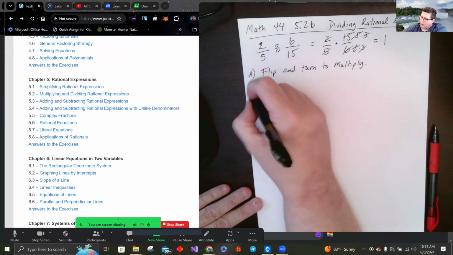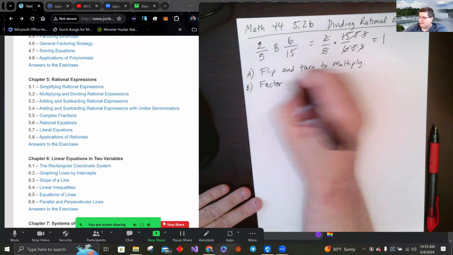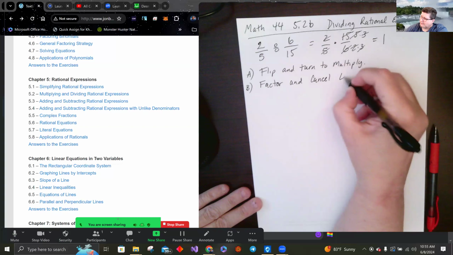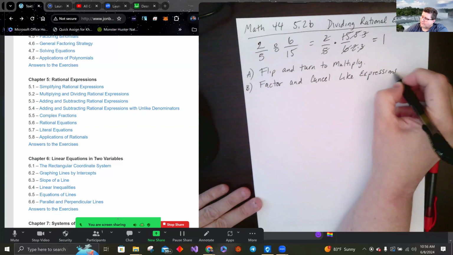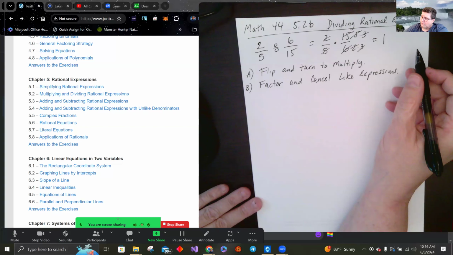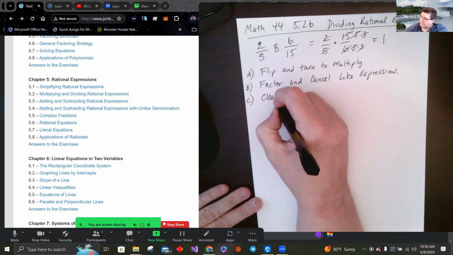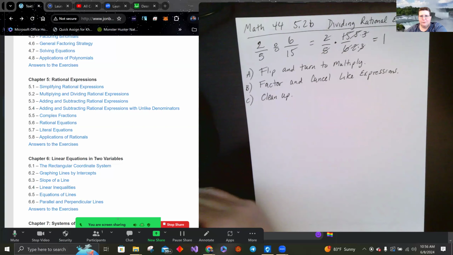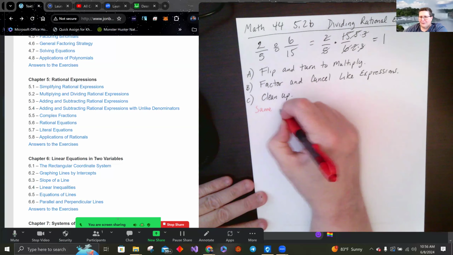Part A, part B, factor and cancel like expressions. And just clean up, simplify. This isn't any different with rational expressions. Same process if there's variables. Isn't that wonderful?